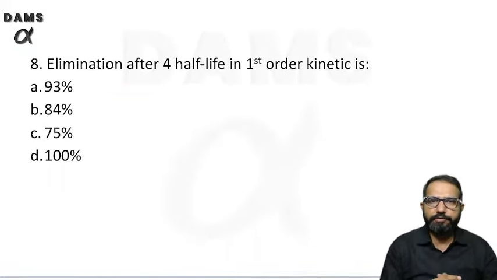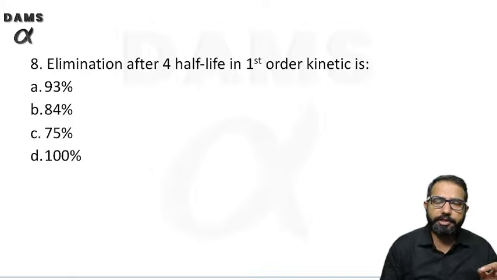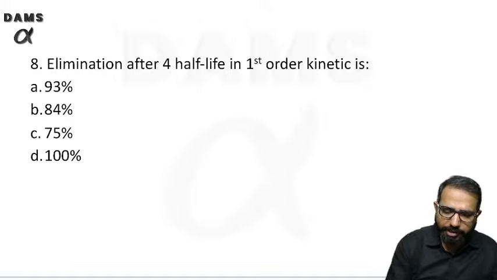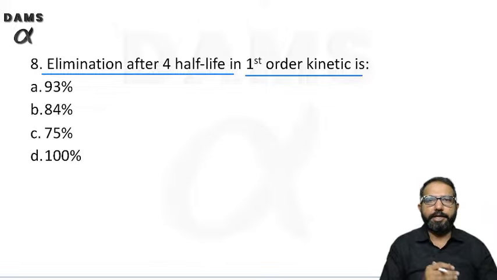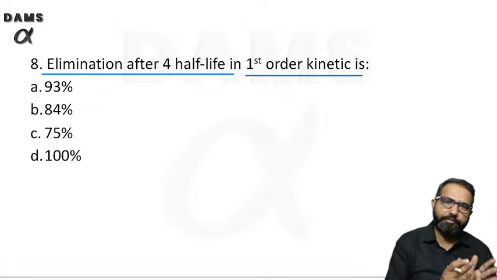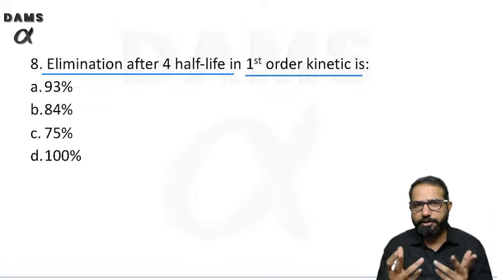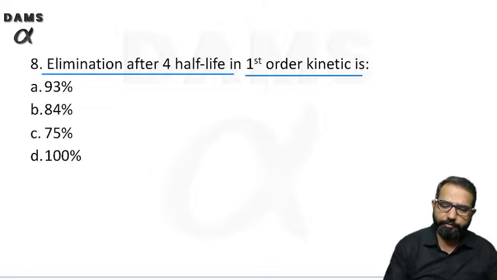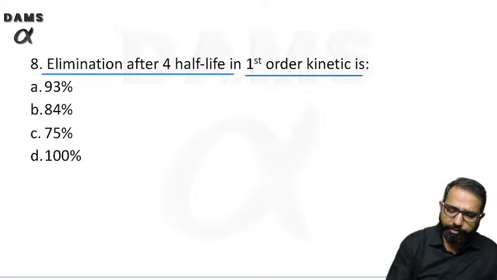Let's see the next question. Very important for general pharmacology again. Very important question. Kinetics of elimination. So in the elimination after 4 half-lives, in first order kinetics, is it 93%, 84%, 75% or 100%? How much of the drug will get eliminated after 4 half-lives if the drug follows first order?